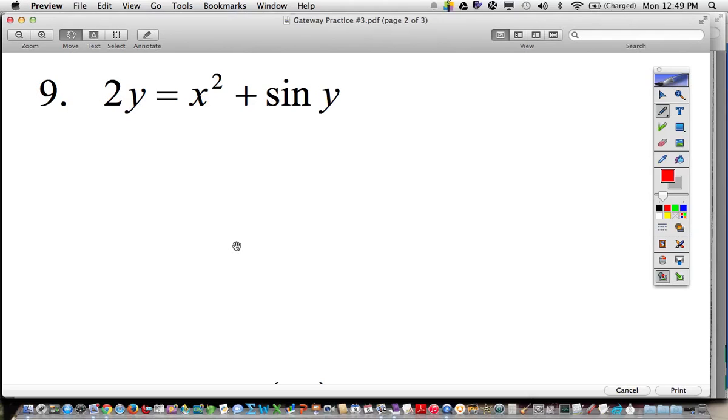Absolutely. Matter of fact, one of the things we said with implicit is sometimes you get a problem like this, you can get the y by itself. That's an option. But often you can't. This one you cannot. Actually, your only option is implicit because you cannot get the y by itself here because of the y that's inside the sine. So on the gateway test, I'm not even going to give you that option. The ones I give you that are a mixture of x and y, you cannot get the y by itself, so don't even try. If you see a mixture of x and y, it's implicit for sure.